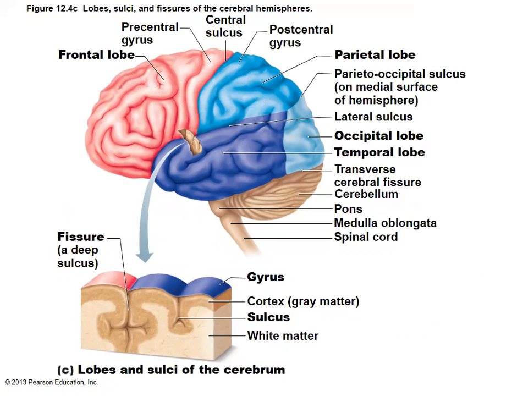All right. The parietal occipital, it separates the occipital and the parietal lobes. So here's our parietal occipital. This line represents that sulcus. And here we have our parietal lobe, and then this is our occipital lobe.